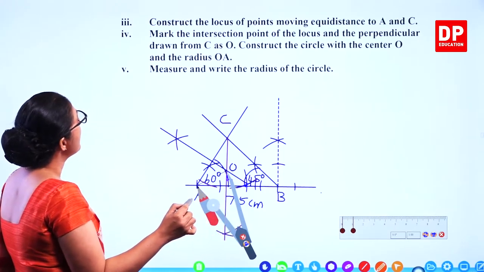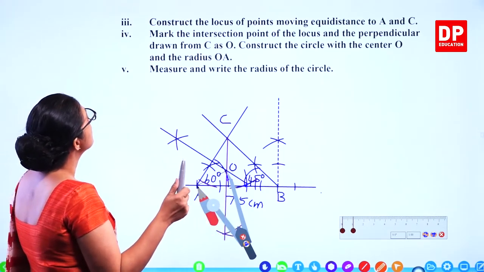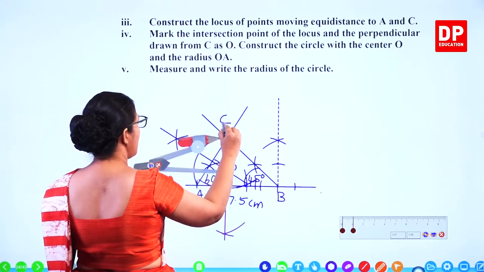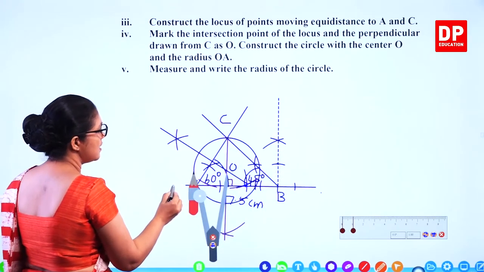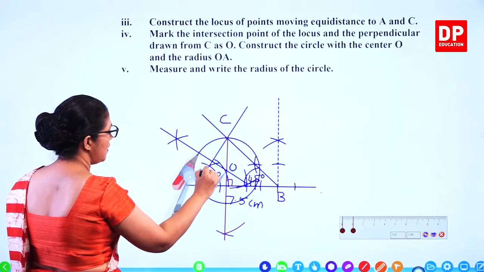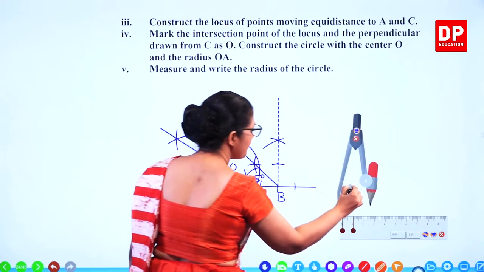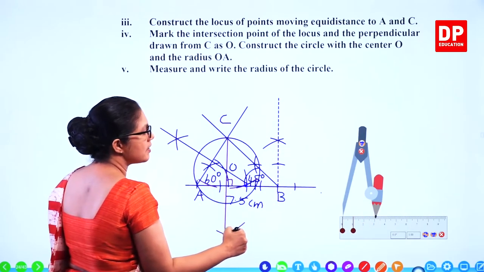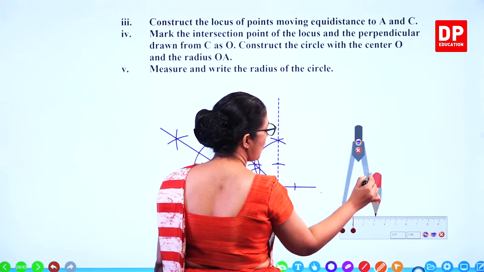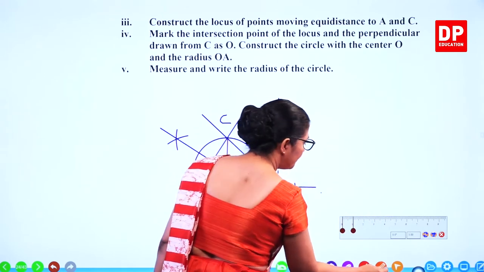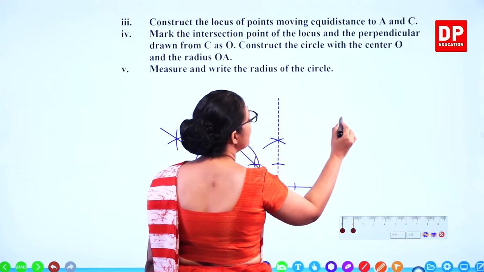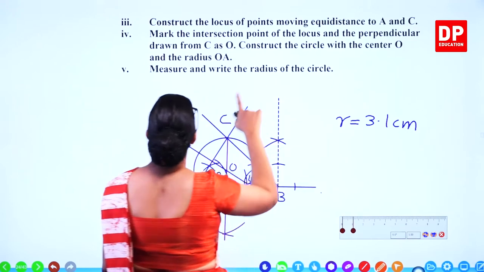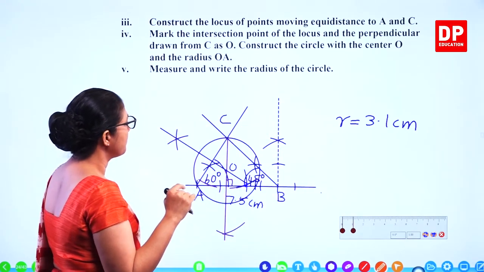You have to take OA as the radius, construct the circle, measure and write the radius of the circle. So we have to measure it. So this is the circle and we'll measure it. So I get 3.1. Radius is equal to 3.1 centimeters. That's the last part, fifth part.